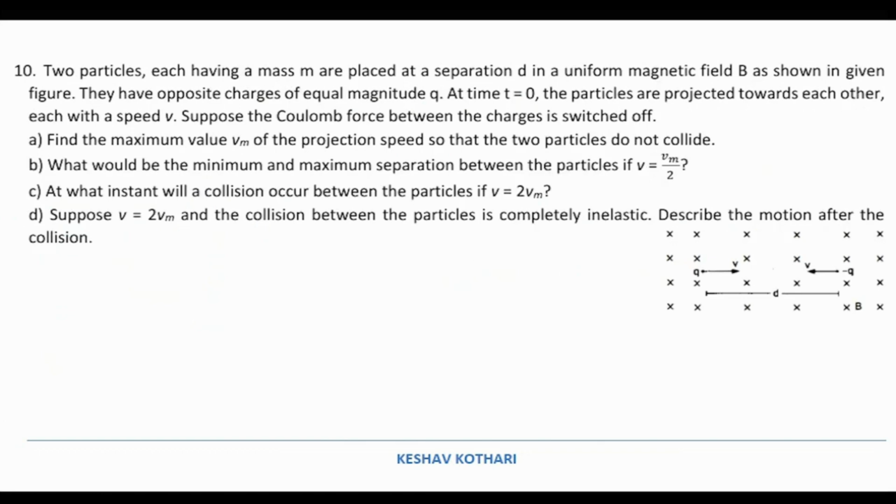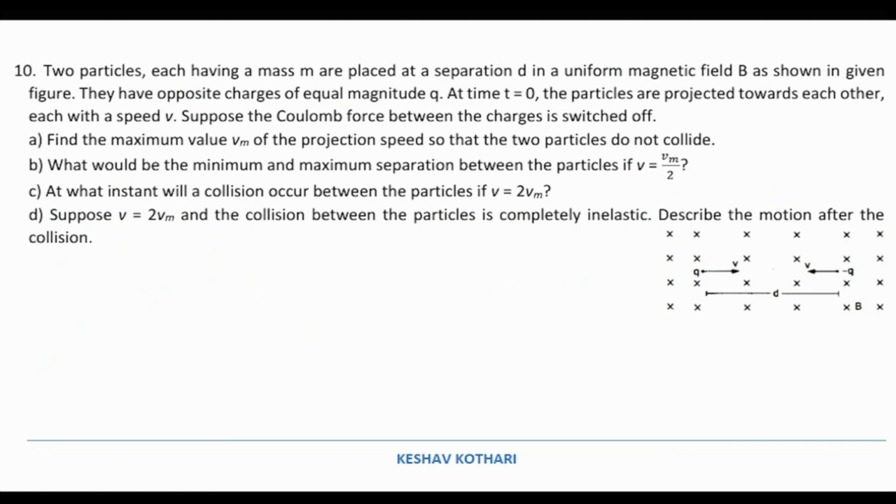So in the next problem, the question is stating two particles each having a mass m are placed at a separation d in a uniform magnetic field B as shown in the given figure. They have opposite charges of equal magnitude q. At time t equal to 0, the particles are projected towards each other with a speed v.